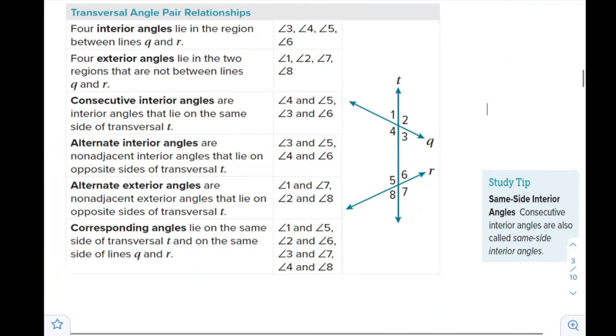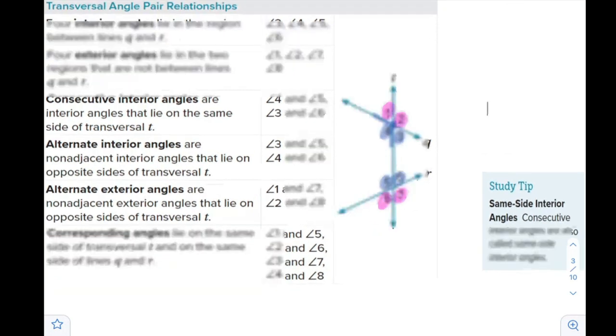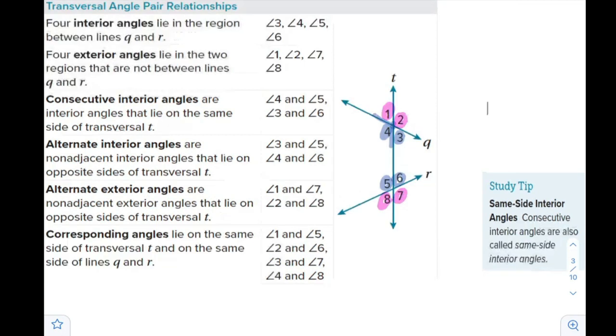Now, we have 4 interior angles. This is an interior angle, this is an interior angle between the transversal and one of the lines. This is interior, this is interior. We also have exterior angles outside: 1, 2, 8, 7 are exterior angles that are not between lines Q and R. We need to determine the relation between these angles.